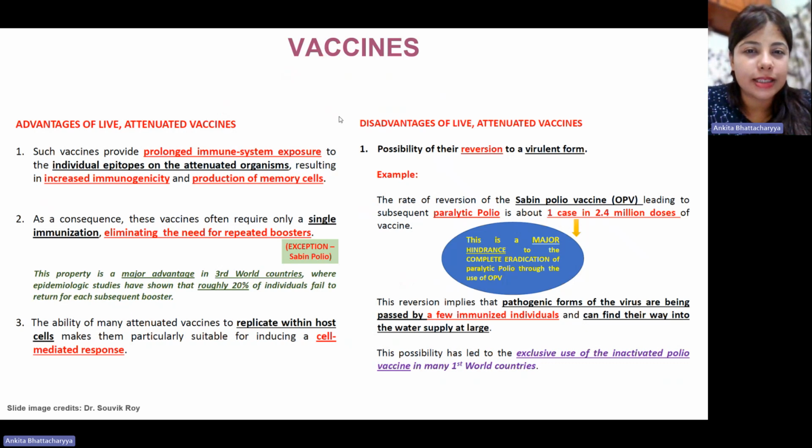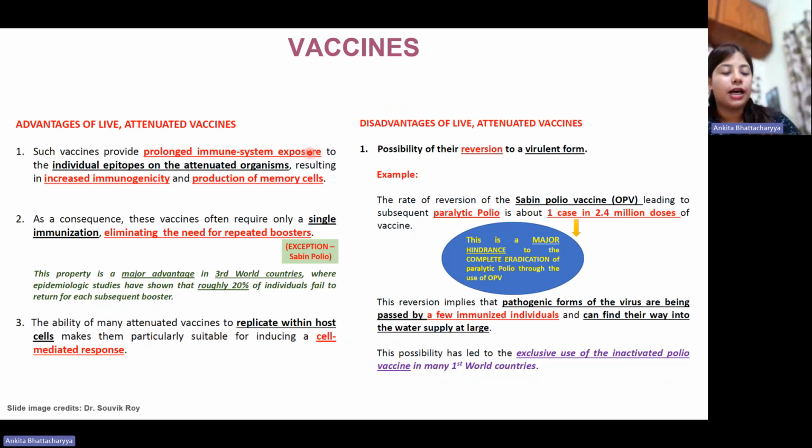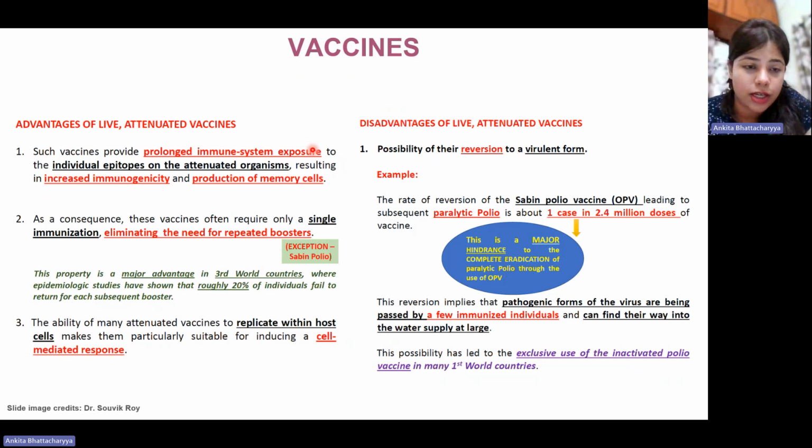So here you have a side-by-side comparison of the advantages and disadvantages of live attenuated vaccines. While these vaccines provide a very prolonged immune system exposure to the individual epitopes on attenuated organisms, that helps in increasing the immunogenicity and stimulating the memory aspect of the immune system, and thereby overall producing a very strong immune response to a particular pathogen. As a consequence, only a single immunization is often very useful in these cases, and it eliminates, in most cases, the need for an additional repeated booster. One exception to this is the Sabin polio vaccine, where it is recommended that at least 3 doses, if not more, are given. But yeah, in most cases you do not need repeated boosters for live attenuated vaccines.